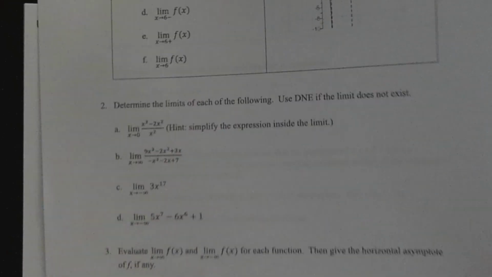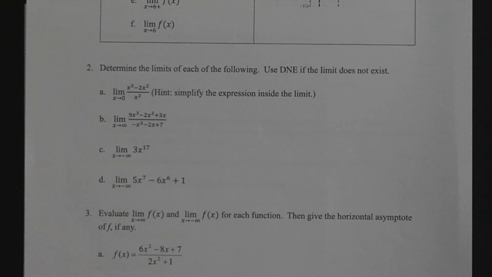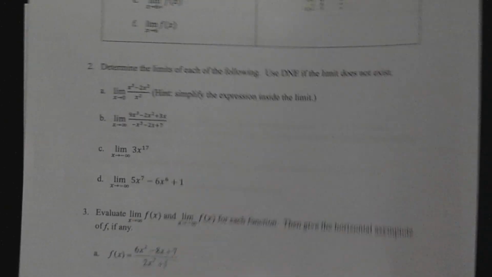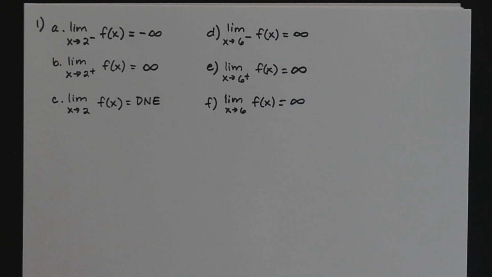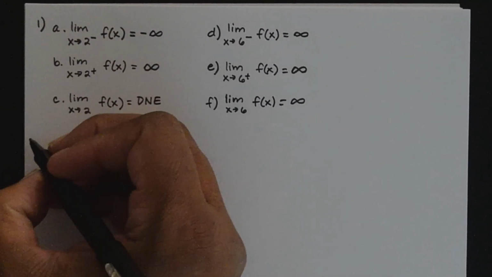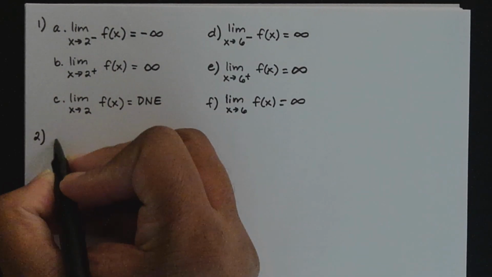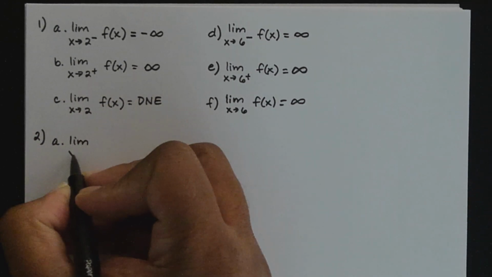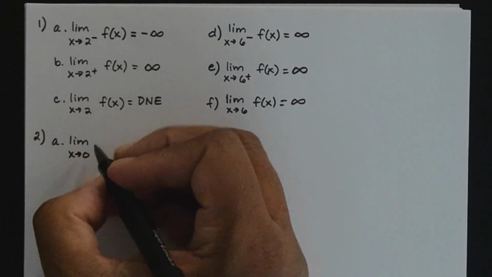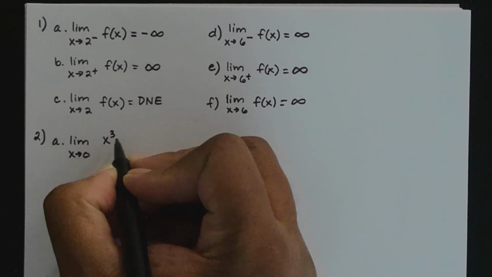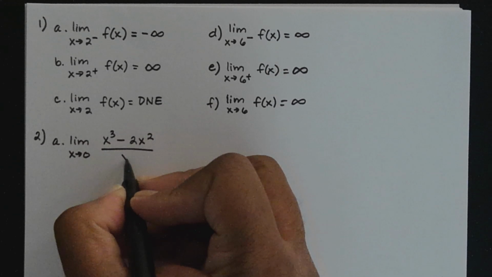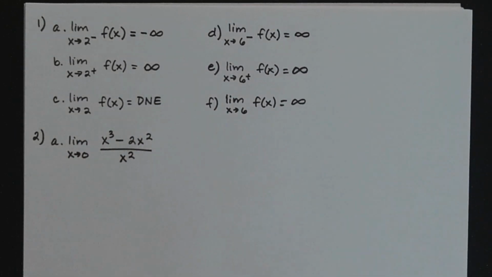Okay, problem number 2. Determine the limits of each of the following, and also use D and E for does not exist if that limit doesn't exist. So, starting with part A of number 2, here we got the limit as x approaches 0 of x cubed minus 2x squared divided by x squared.